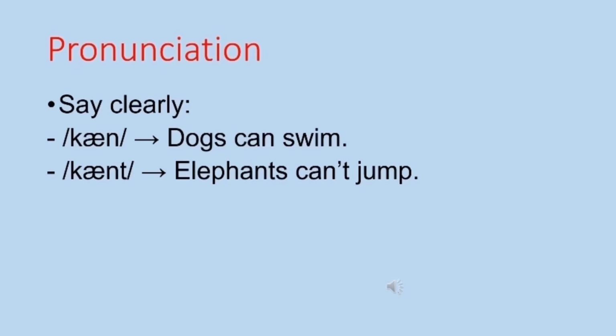Good. Again. Dogs can swim. Notice that can is short and the vowel sound is eh. Dogs can swim. Now, can't. Listen. Can't. Elephants can't jump. Repeat after me. Elephants can't jump. Good. This one is longer and stronger, and you can hear the t sound at the end.